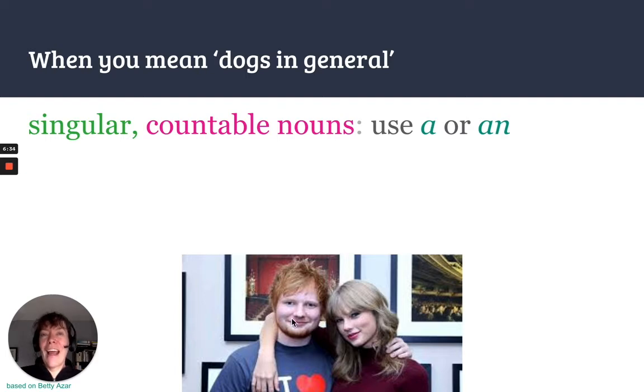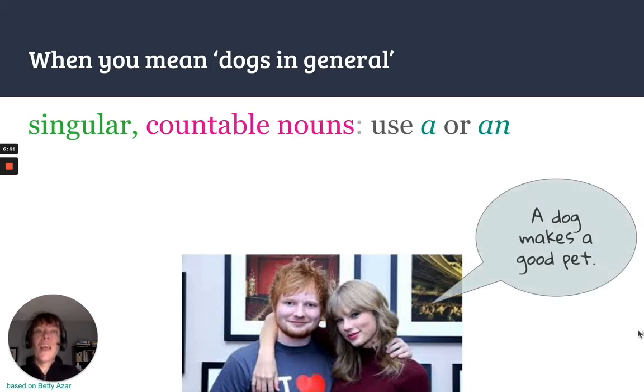And this guy, Ed Sheeran, at one time, I think they were an item. An item means people knew that they were friends, or maybe more than friends. She says, a dog makes a good pet. A dog makes a good pet.